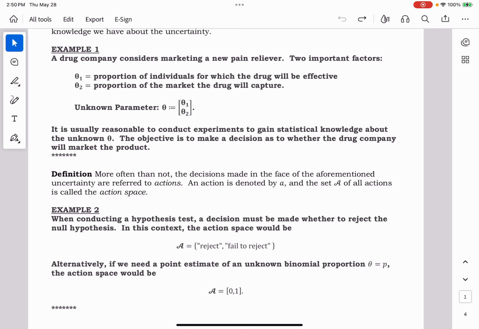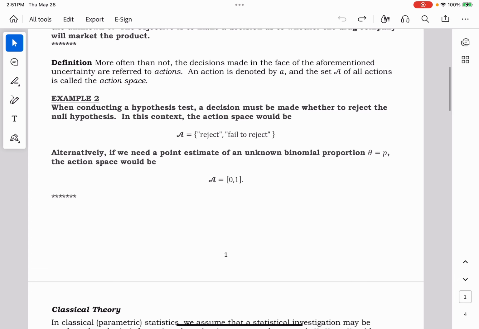And so again, the decision that we make, and when I say decision, I mean the value of the parameter that we go with, is what we're going to call an action. And you can see the definition there. An action will be denoted by lowercase a, and then this fancy A, the script A, if you will, will be the action space. And so a simple example there, example 2, is, when you conduct a hypothesis test, there are only two decisions, right? You either reject or you fail to reject the null hypothesis.